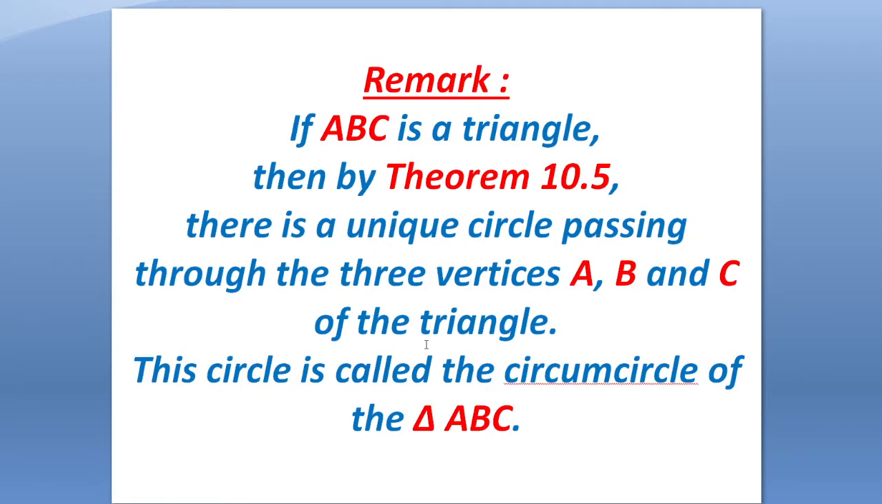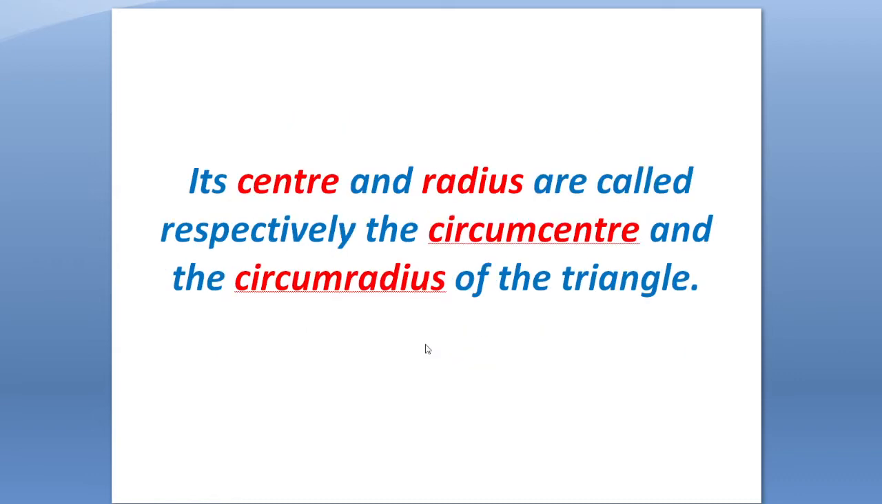So here, if ABC is a triangle, then by theorem 10.5 there is a unique circle passing through the three vertices of the given triangle. ABC is A, B and C of the triangle, and this circle is called the circumcircle of the triangle ABC, and its center and radius are called respectively the circumcenter and the circumradius of the given triangle. So you can draw a circle passing through three vertices of the given triangle.